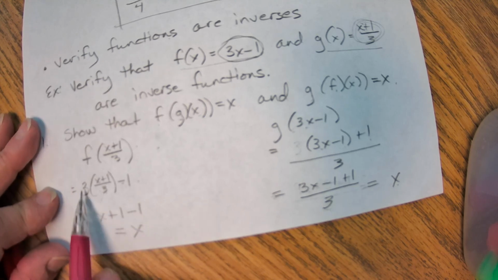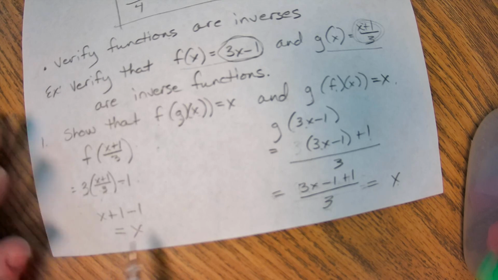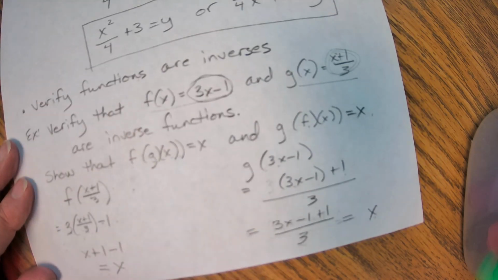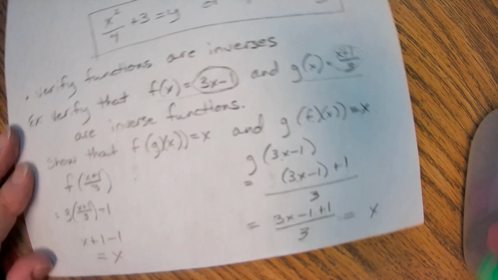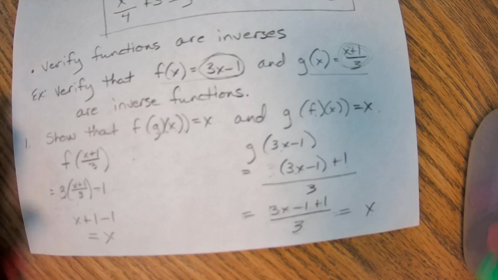Sorry about that. The 3's cancel. I'd end up with x plus 1 minus 1, which is x. So f of g of x equals x, and g of f of x equals x. And that's what we mean when we say that inverses undo each other. And that is it for chapter 5.